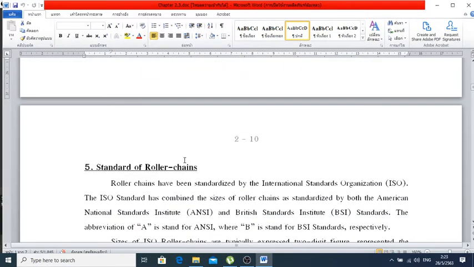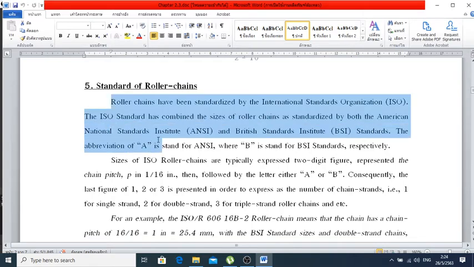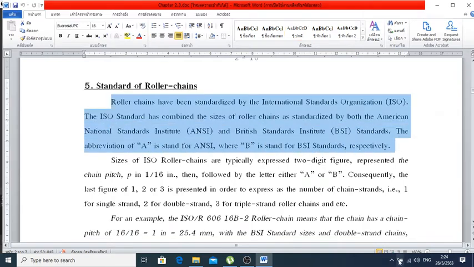And then the standard of the roller chains. Let me read it out for you here. Roller chains have been standardized by the International Standard Organization, or ISO. The ISO standard has combined the sizes of the roller chain standardized by both the American National Standards Institute, or ANSI, and the British Standards Institute, or BSI, respectively. The letter A stands for ANSI and B stands for the British system.